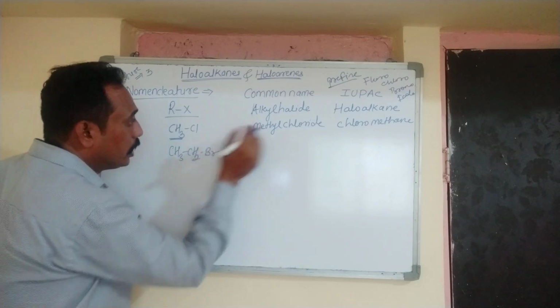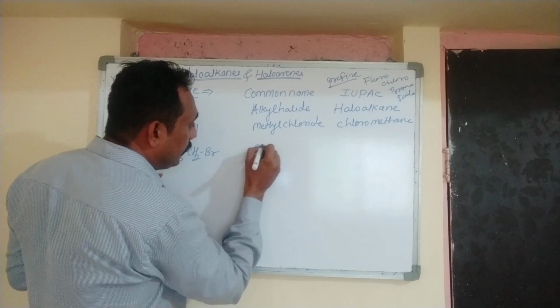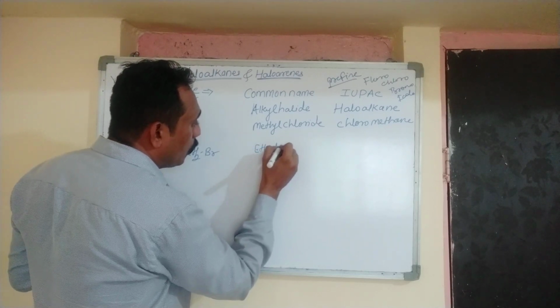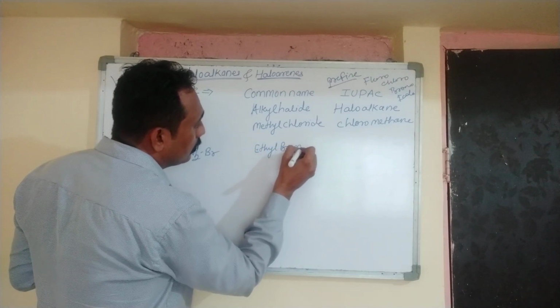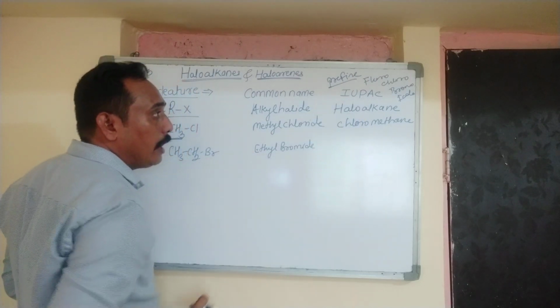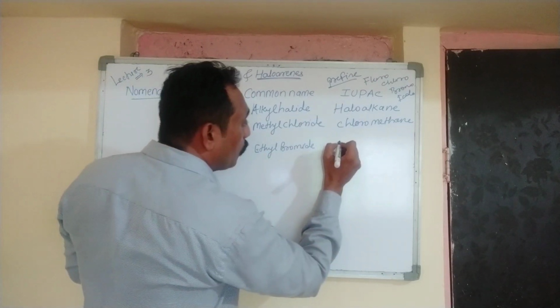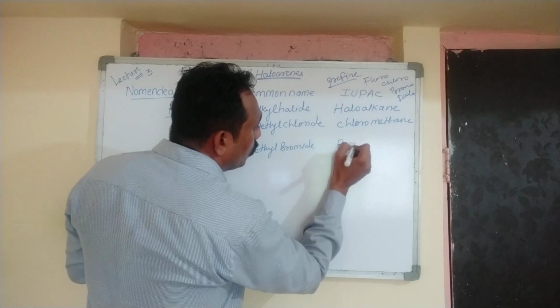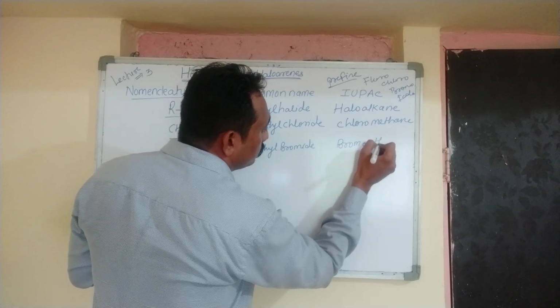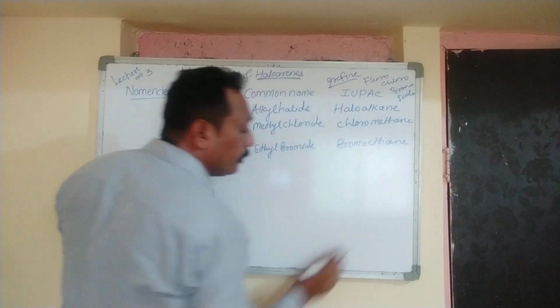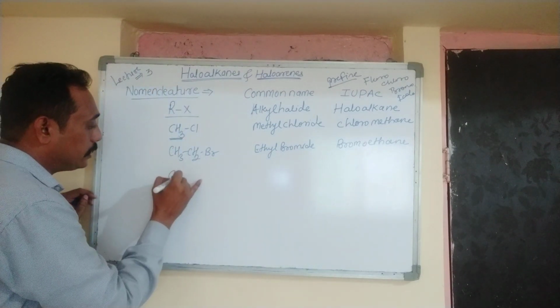Now the second example, if we take CH3CH2Br, here we write ethyl bromide, and in IUPAC, this is a bromo, that's why bromoethane, right?